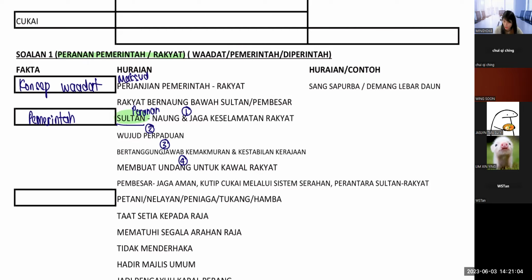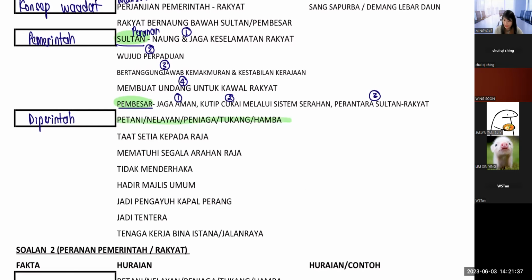And finally, of course, we have pembesar. Pembesar, which is another pemerintah, is menjaga keamanan, mengutip cukai, melalui what? Melalui sistem serahan, and also you can say antara sultan dan rakyat, middle person. Okay, so depends on which pemerintah they ask. If it's di perintah, we have petani, nelayan, peniaga, tukang, hamba, all this.